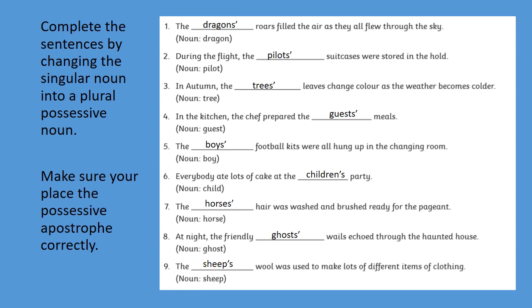Because children is the plural, an irregular plural, we need to remember that one, we need to add an apostrophe before the S. Sheep is the plural of sheep. So again, the apostrophe goes before the S as opposed to after the S.